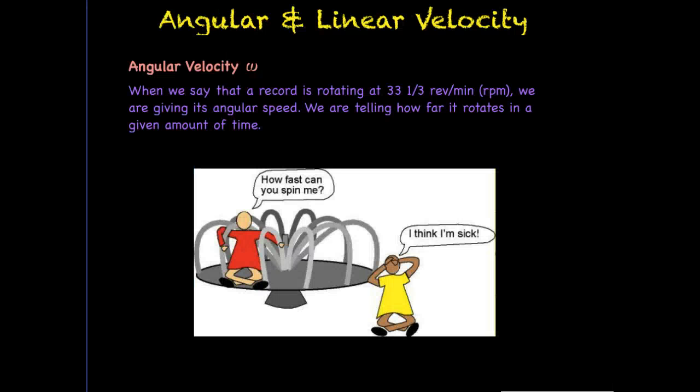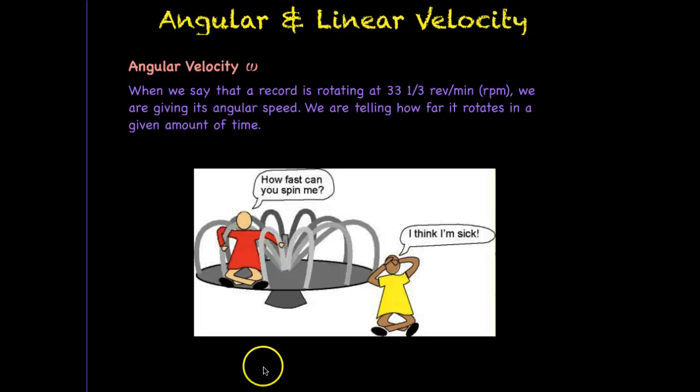Let's first look at angular velocity. When we say that a record is rotating at 33 1/3 revolutions per minute, RPM, we are giving its angular speed. We are telling how far it rotates in a given amount of time, or how many times it rotates in a given amount of time.